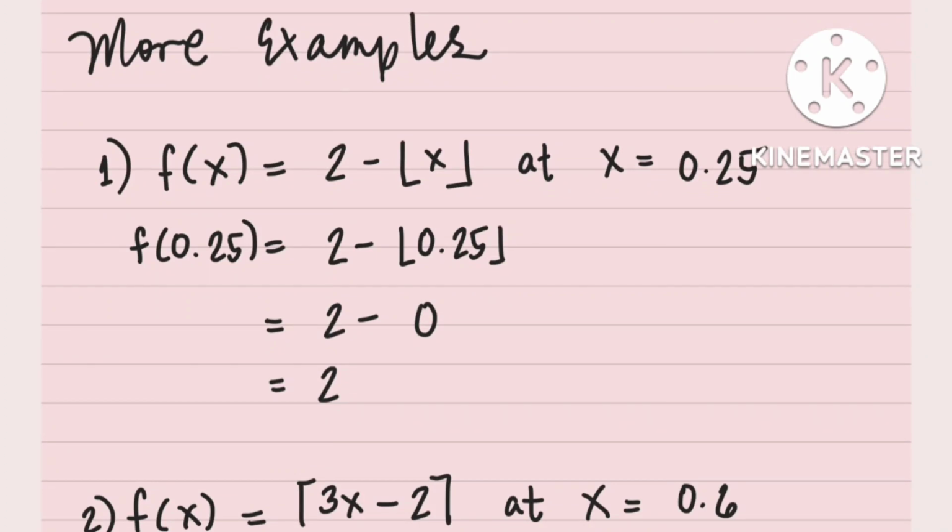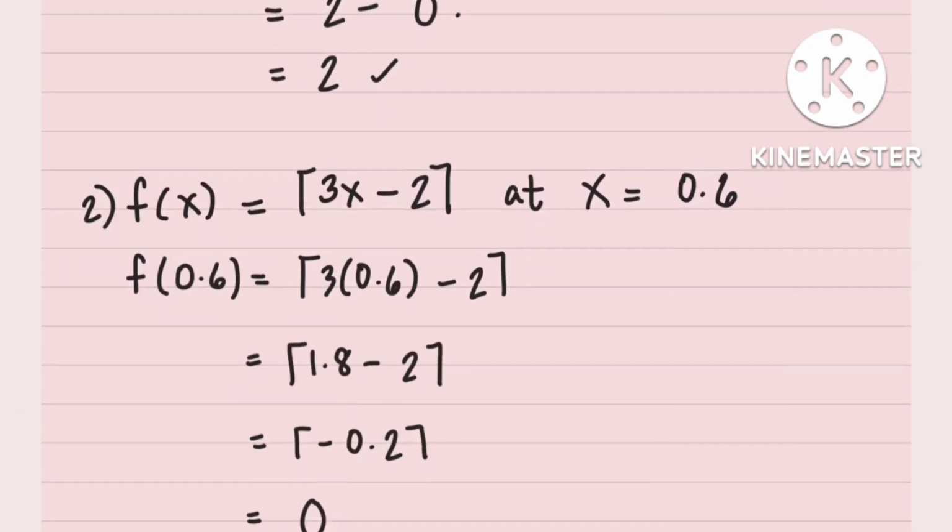Our last stop will be here. So let's say our function is given by 2 minus the floor value of x. Let's say our x is 0.25. So what is f of 0.25? So we will replace this x here with 0.25, and the floor value of 0.25 is 0. So 2 minus 0 is 2.